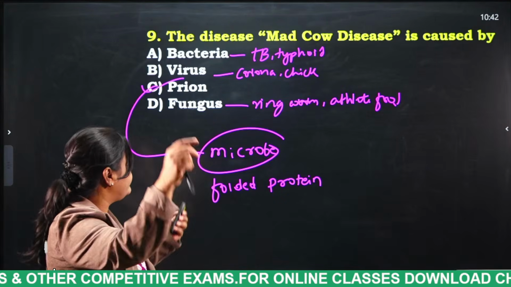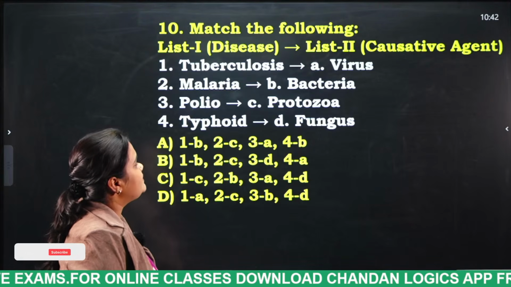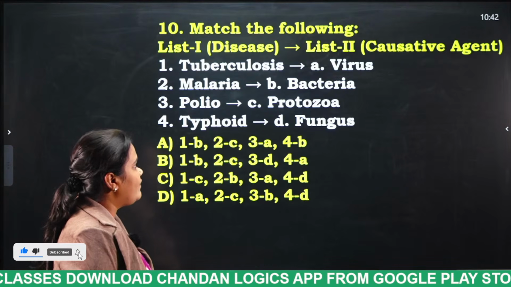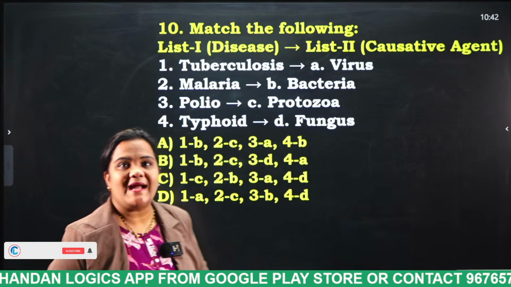Next, match the following. List 1 diseases, list 2 causative agent. Tuberculosis, malaria, polio, typhoid; virus, bacteria, protozoa, fungus. Now tell me, students, what is the answer?